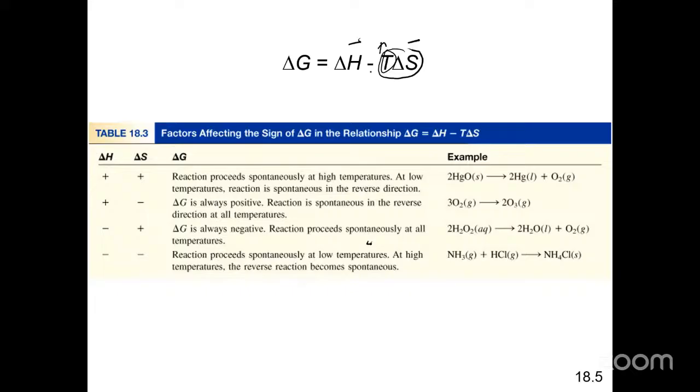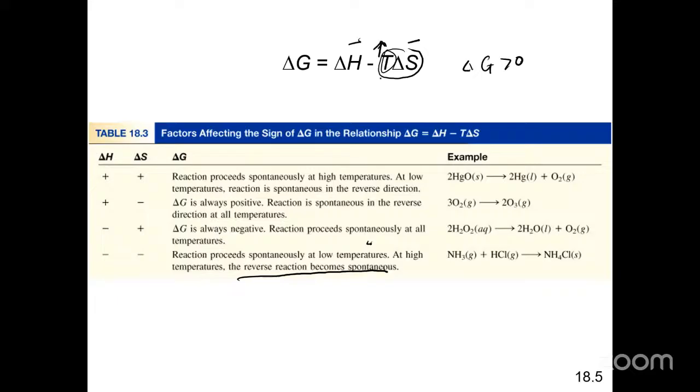You're going to have a negative sign here in front. You're going to have this negative here. So basically, delta G in this case is going to be positive, right? So therefore, the reaction will be non-spontaneous going from left to right, which means that the reverse reaction will be spontaneous if the temperature is high, right?